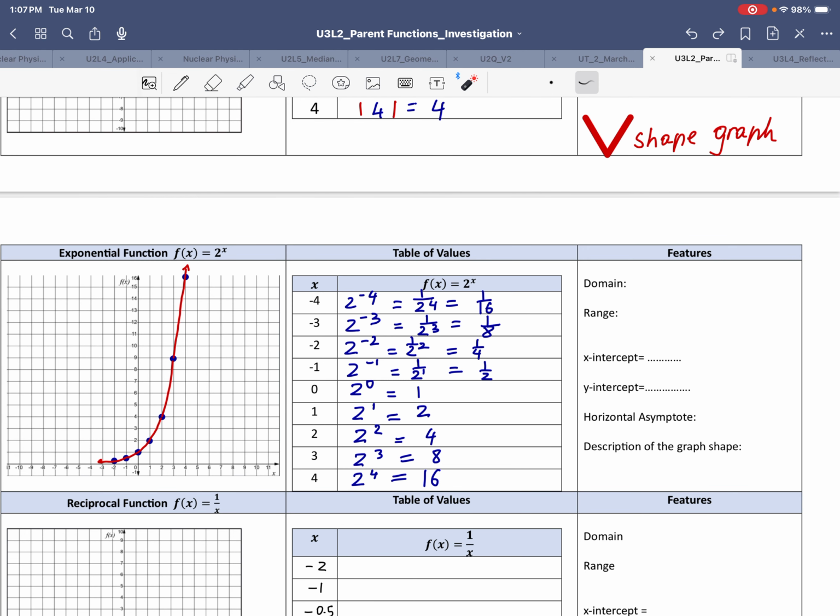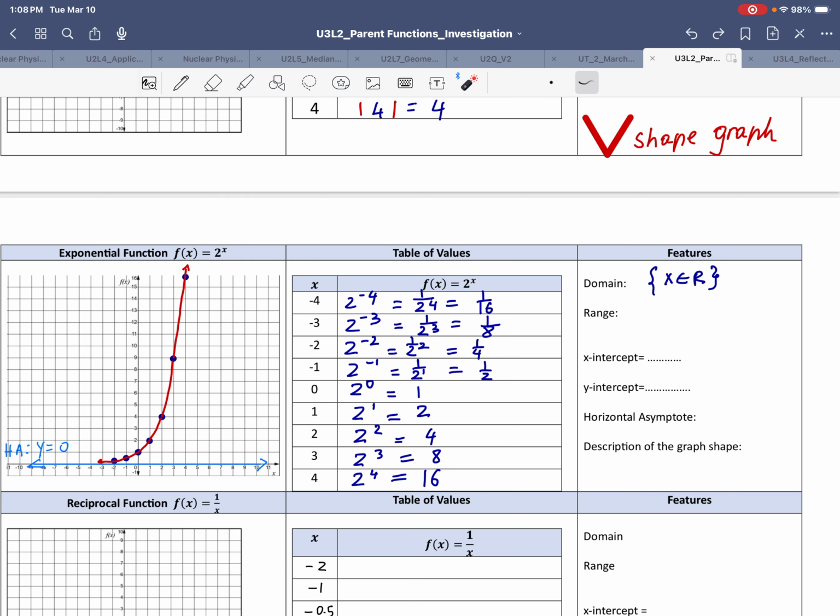Now, for the domain, we look at what values of x we were able to give to this equation. We gave negatives to x, and we had no problem evaluating y. We gave 0, and y was evaluatable, and positives worked as well. So we're going to say that the domain of this function is x, any real number.